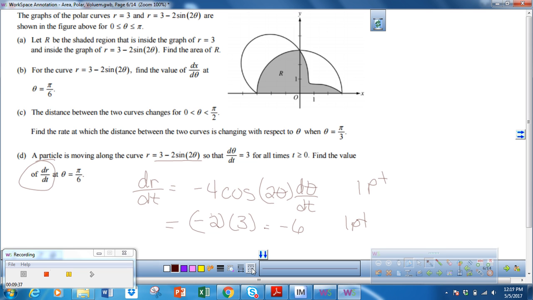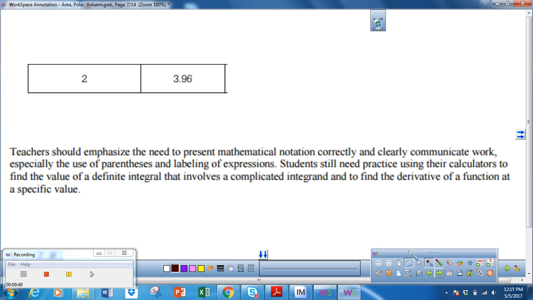Okay? So that is a polar question. You're guaranteed to either have a polar or a parametric on the test. Chances are it's going to be parametric, but I would be prepared for polar just in case. Now the average score on this was 3.96, which is a little low. So you want to try to do better than that. And things that you need to make sure is that you're notating your information correctly. Be able to use your calculator effectively, and be able to find the integral that involves the complicated integrand, but again, you can do that with your calculator.